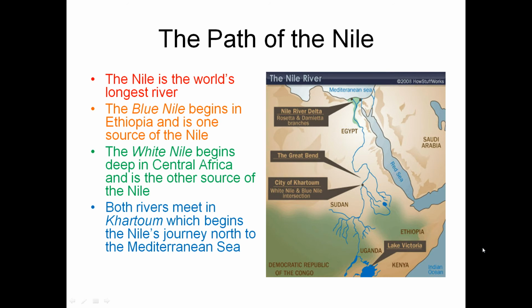First of all, the Nile River is the world's longest river. It's made up of two sources, the Blue Nile, which starts here in Ethiopia, and the White Nile, which starts in Central Africa. Both of these rivers meet in the city of Khartoum today, which is the beginning of the Nile. And then the Nile flows in this direction all the way down towards the Mediterranean Sea.